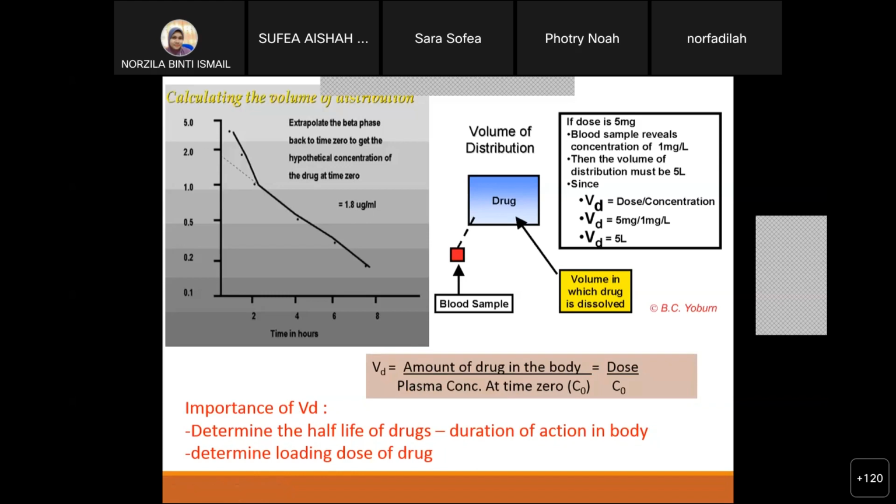Again, when we know VD, we can determine the half-life of the drugs and also the duration of action of the drug inside the body. And we can also determine the best loading dose of the drugs to be given to the patient. Any questions so far?